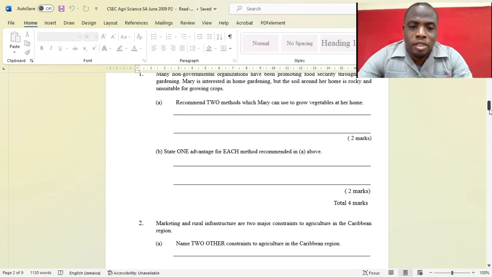Part B says, state one advantage for each method recommended in A. Now for hydroponics, because of the concept of applying nutrients in the solution, you are able to monitor the type of nutrients. You can give the plants the exact nutrients that they require. You have better control over the pH. And of course, it eliminates weeds. So that's an advantage. As a matter of fact, if you're using the nutrient film technique, you can have better use of the water. So water efficiency is a very good attribute of hydroponics.